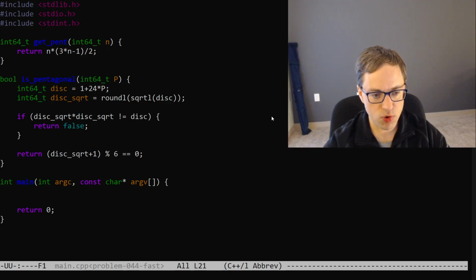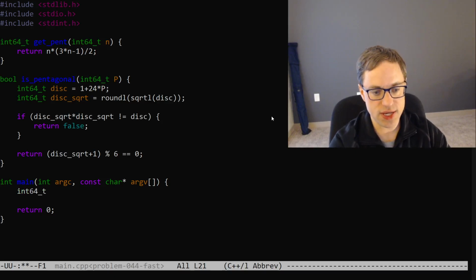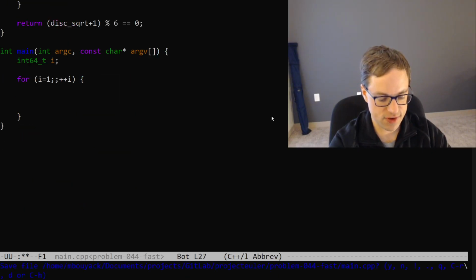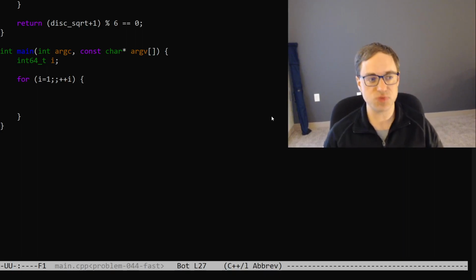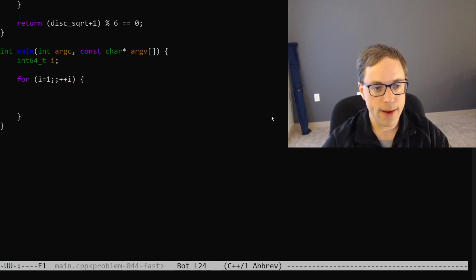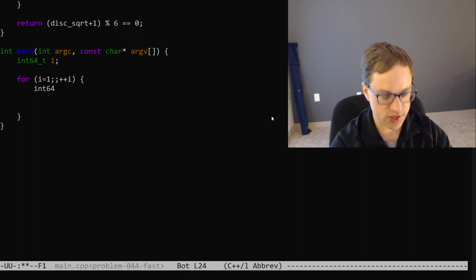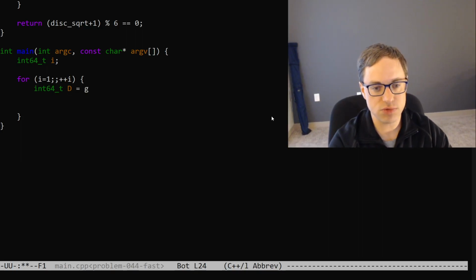Okay, so we're going to want to iterate over the possible values of d, and so we're going to want an index I, and we'll say for I is equal to 1, no upper bound, and increment I. It's an infinite loop, so get rid of this. We're just going to exit as soon as we find our solution. And then we're going to want to calculate d first of all. So we'll say d is equal to get pent I.